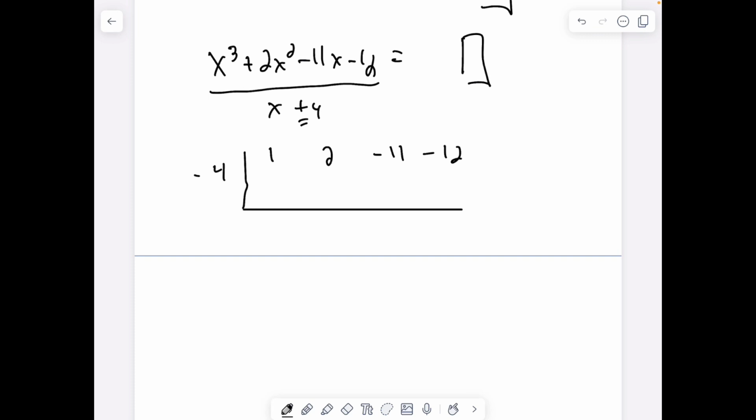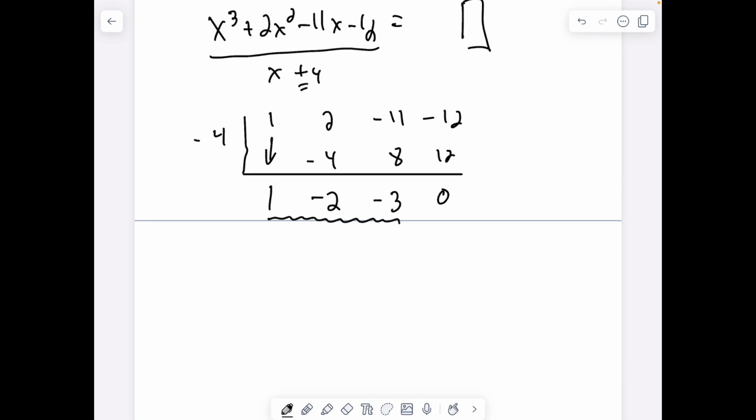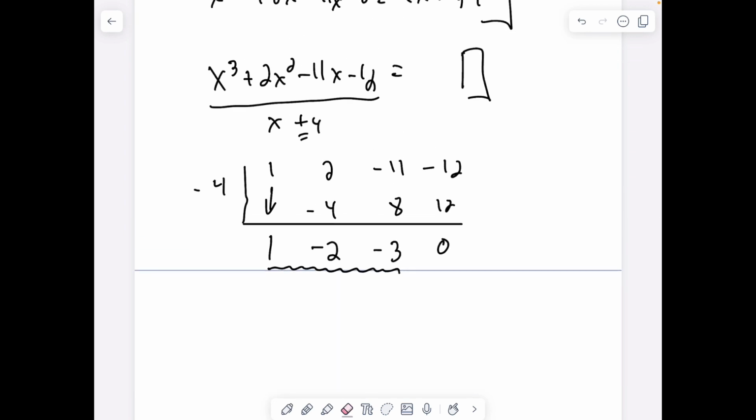And with synthetic division, the way it works is that you would take the coefficient that you see here, 1, and just drop it down. You're going to take 1, multiply it by minus 4, gives you a negative 4. 2 minus 4 is minus 2. And minus 2 times minus 4 is 8. Negative 11 plus 8 is a negative 3. Negative 3 times negative 4 is 12. And you get 0.